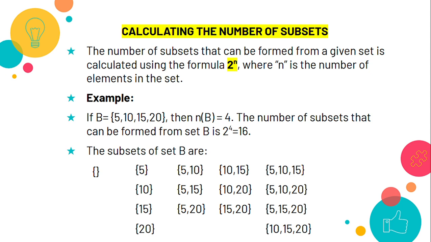So the final set that we can create, the final subset that we can create, is the set itself. As we said earlier, every set is a subset of itself. So that's the final type of set that we can create here, and that would give us all 16 possible subsets that we can create from set B.